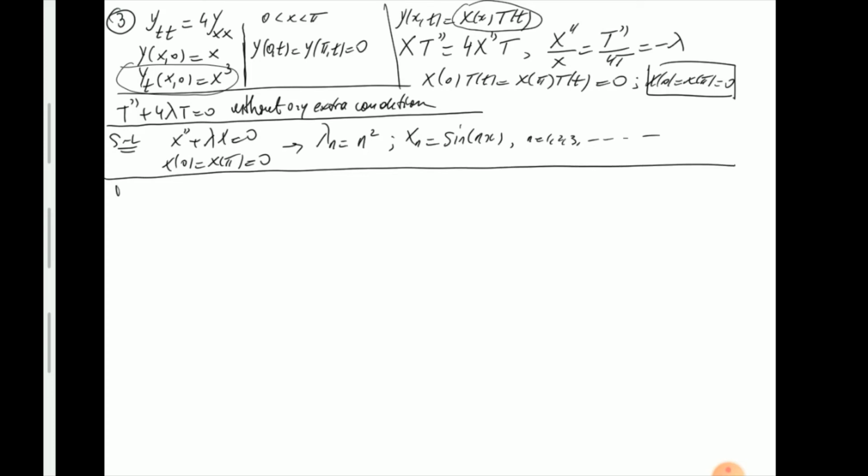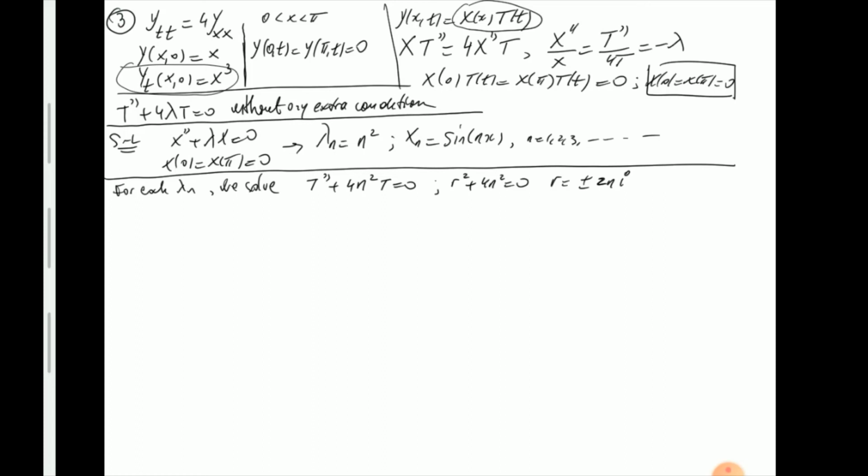And now for each lambda n, we solve the equation in T. So plug in lambda n, that's n squared. That's a second order ODE. Keep in mind the characteristic equation is r squared plus 4n squared, which has the complex roots, as you have got used to it already because it appeared before this equation, plus minus 2ni.